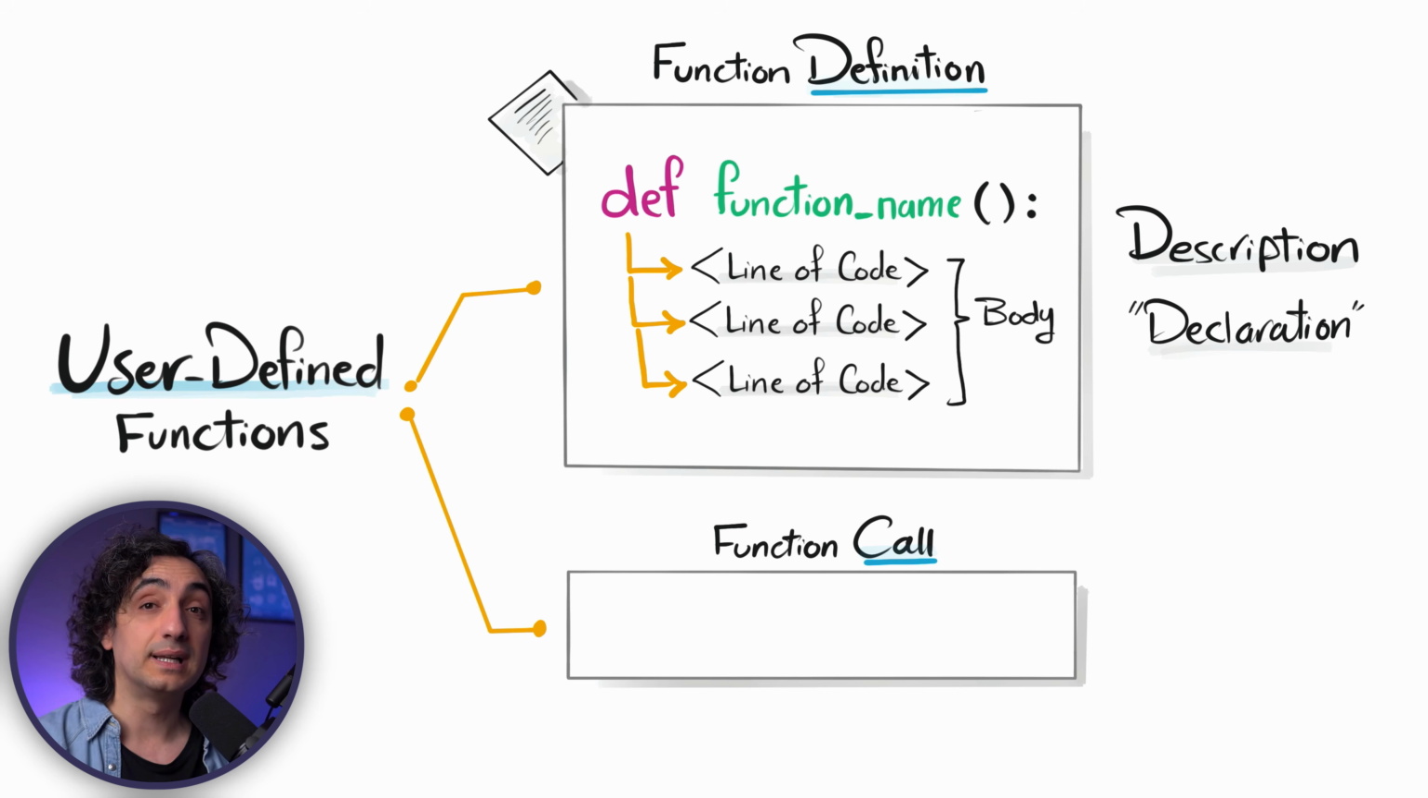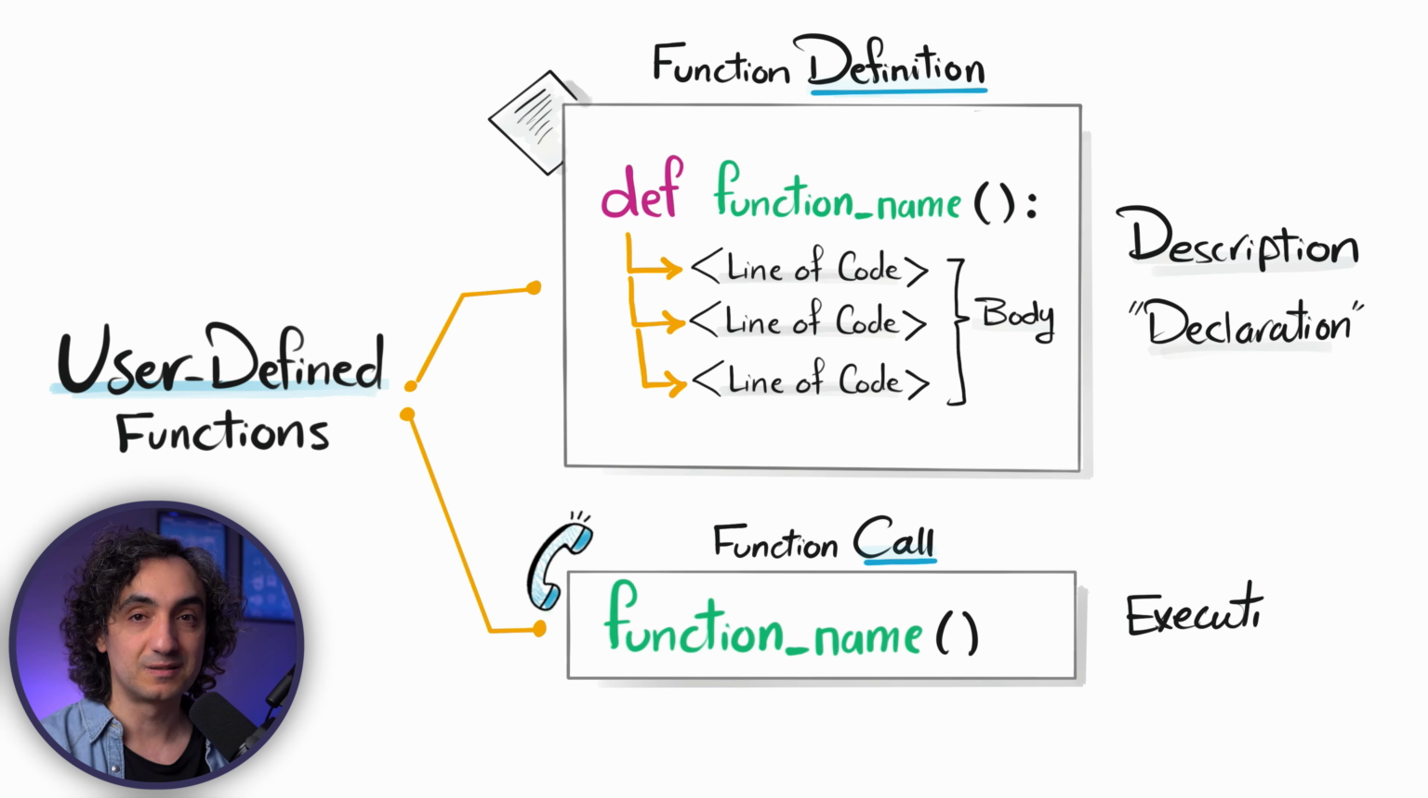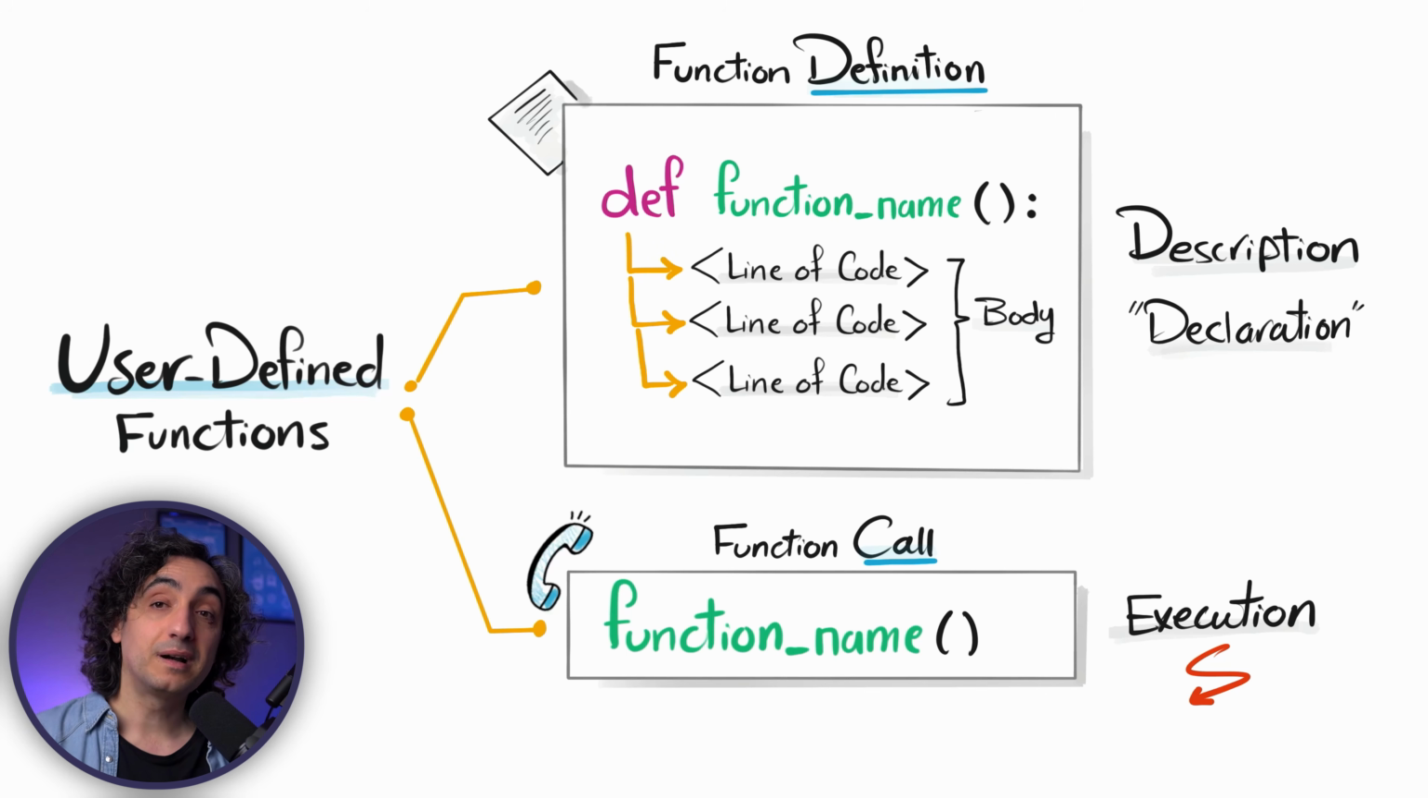The function call is how you use the function. And it is very simple. You just write the function name, followed by parentheses. Once Python sees it, it's going to execute the function like any other built-in function that we used before. So very simple. With the definition, you describe your function, and with the call, you execute your code.